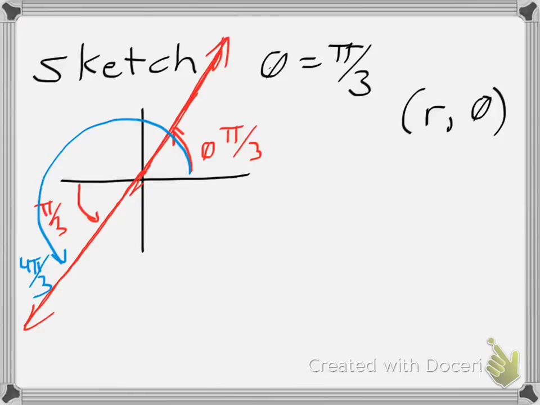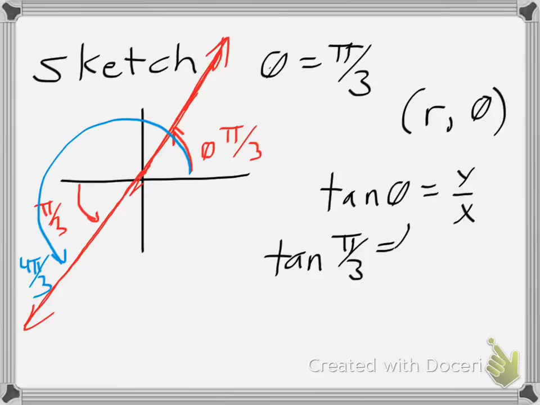Now a second way of looking at it is, one of my conversions, one of my equations to go from polar to rectangular form, and vice versa, is tangent of theta equals y over x. Well, I know what theta is. Theta is pi over 3. So I say, what's tangent of pi over 3? Well, I have a value for that. That's going to be the square root of 3.